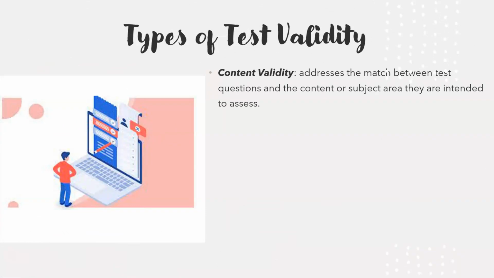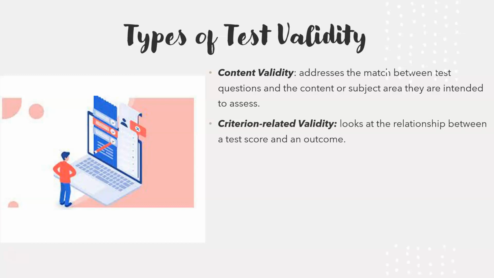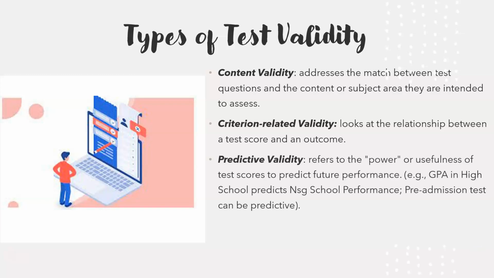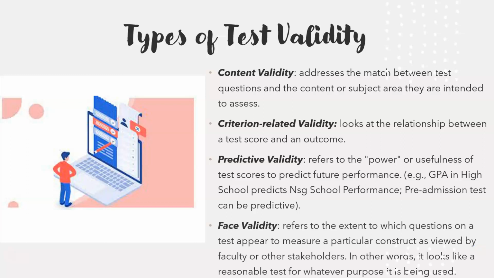Now, there are multiple types of validity. First is content validity. This addresses the match between test questions and the content or subject area they're intended to assess. Next is criterion-related validity, which looks at the relationship between a test score and an outcome. Predictive validity refers to the power or usefulness of test scores to predict some future performance. An example of this would be your GRE scores to predict how well you would do in a graduate program, or GPAs in high school to predict nursing school performance.